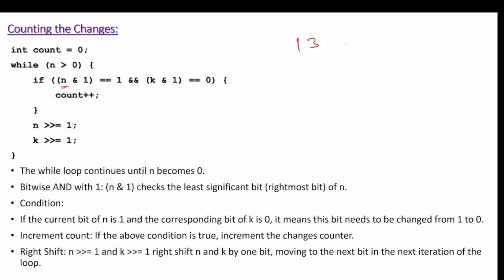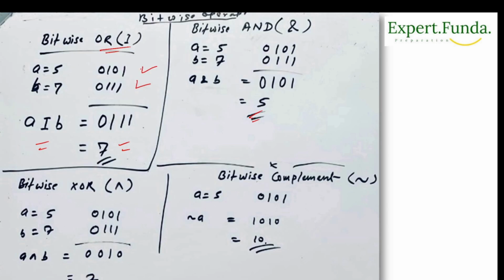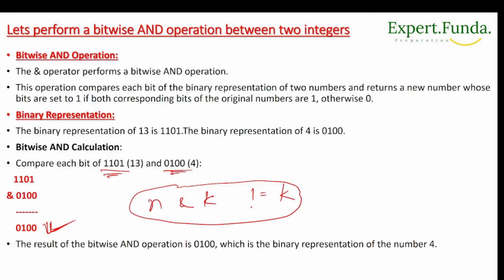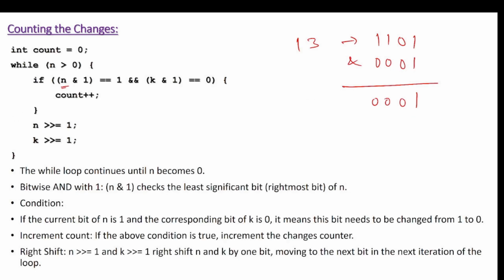Let's suppose n is 13. 13 is 1 1 0 1. If we do AND with 1, that is 0 0 0 1, then 1 AND 1 is 1, and all the other bits become 0, because we are doing AND. If we have 1 we get 1, otherwise we get the respective value. So you get the result like this. If it is coming 1, that is nothing but your bit 1.